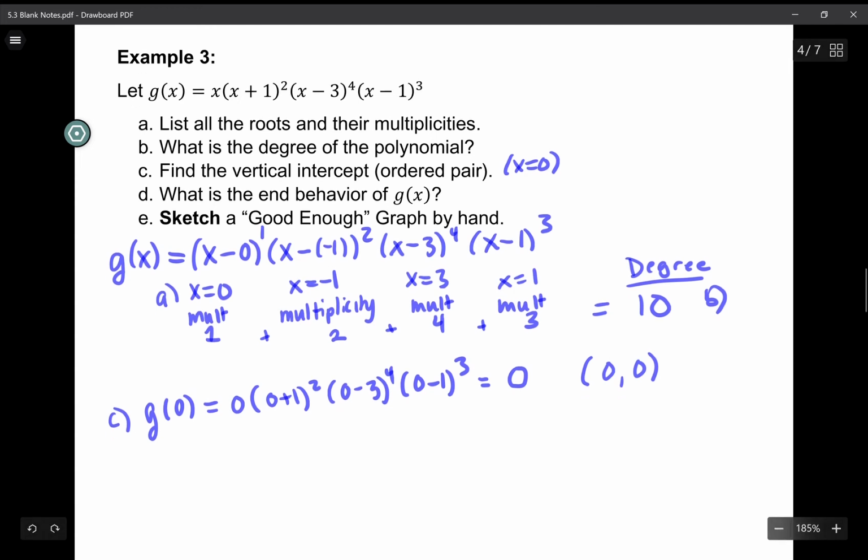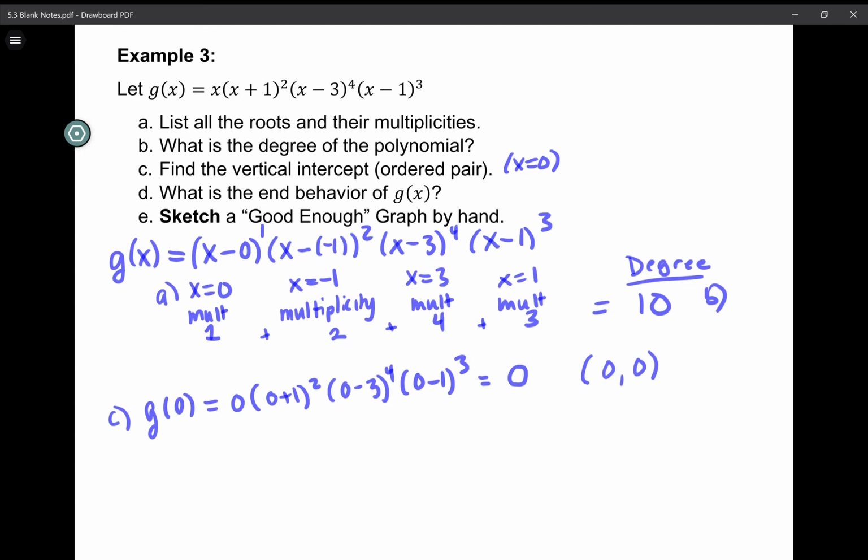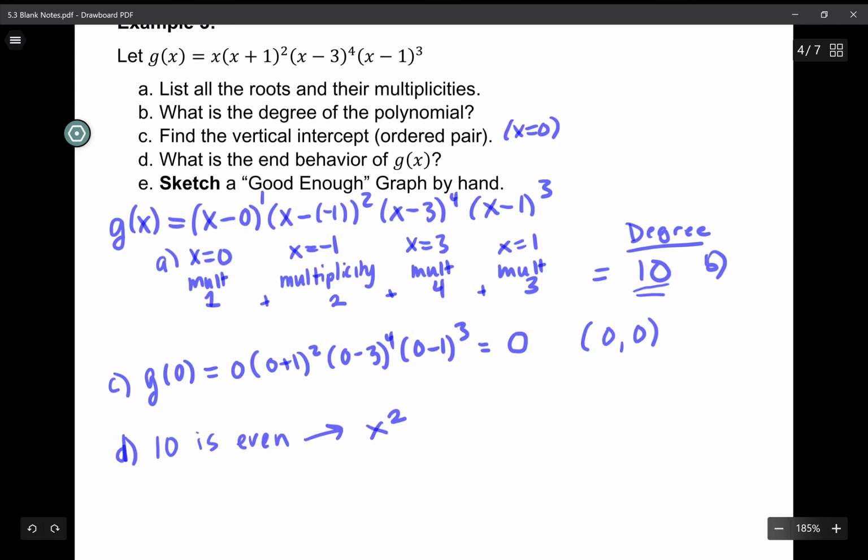What is the end behavior of g of x? Well, remember when we talked about looking at the end behavior of polynomials, we always said we had to look at the leading coefficient and the highest degree. This is going to be a degree 10 polynomial. If we wanted to, we could multiply this all out. I don't really want to. But I do know that the highest degree is going to be 10. So that means it's an even number. So this guy is going to behave like either x squared or minus x squared. Which one is it going to be? Remember, we have to look at the leading coefficient.